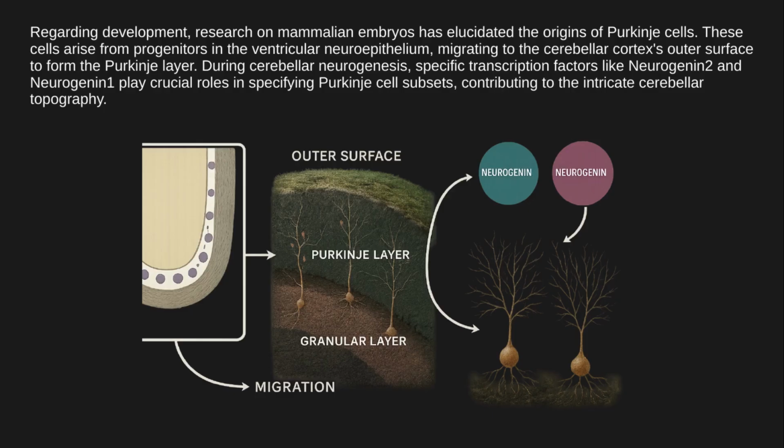Regarding development, research on mammalian embryos has elucidated the origins of Purkinje cells. These cells arise from progenitors in the ventricular neuroepithelium, migrating to the cerebellar cortex's outer surface to form the Purkinje layer. During cerebellar neurogenesis, specific transcription factors like neurogenin 2 and neurogenin can play crucial roles in specifying Purkinje cell subsets, contributing to the intricate cerebellar topography.